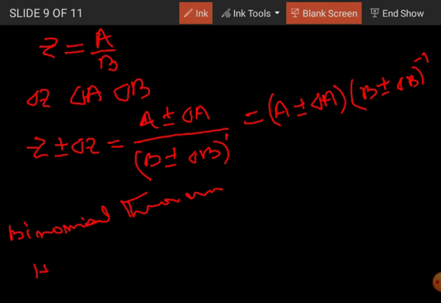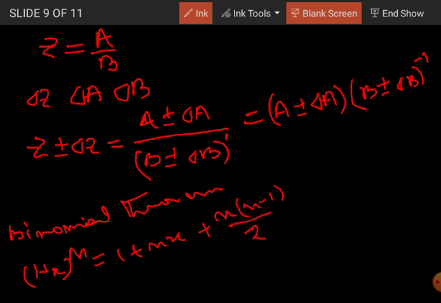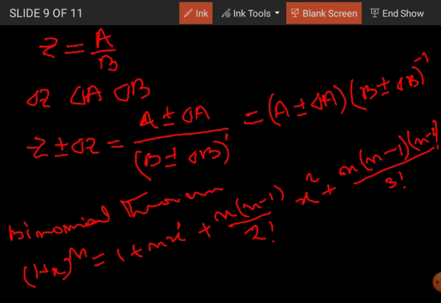What is that? 1 plus x to the power n will be equal to 1 plus nx plus n into n minus 1 divided by 2 factorial, into x squared. There is power 1, here is power 2, and the power will keep on increasing. Then n into n minus 1 into n minus 2 divided by 3 factorial, into x to the power 3. So on it will go on, right?